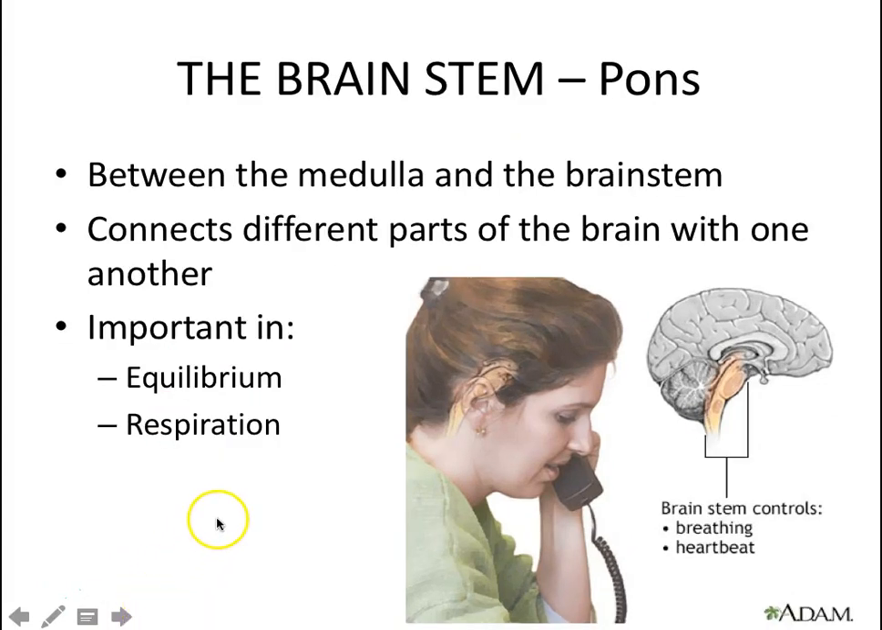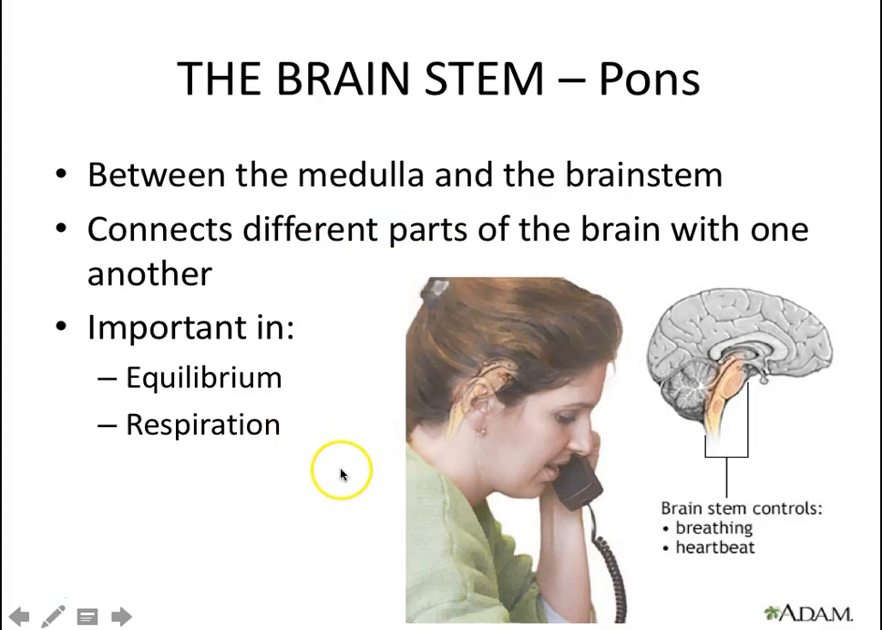Okay. Then the next region up is the pons. So you can see the pons right in here. On this individual, it is right in here. So it's between the medulla and, I should say, the midbrain, not so much the brainstem. It should be midbrain. Okay. Basically, the pons helps connect different parts of the brain with one another. So you'll have lots of things kind of relaying into the pons as well.